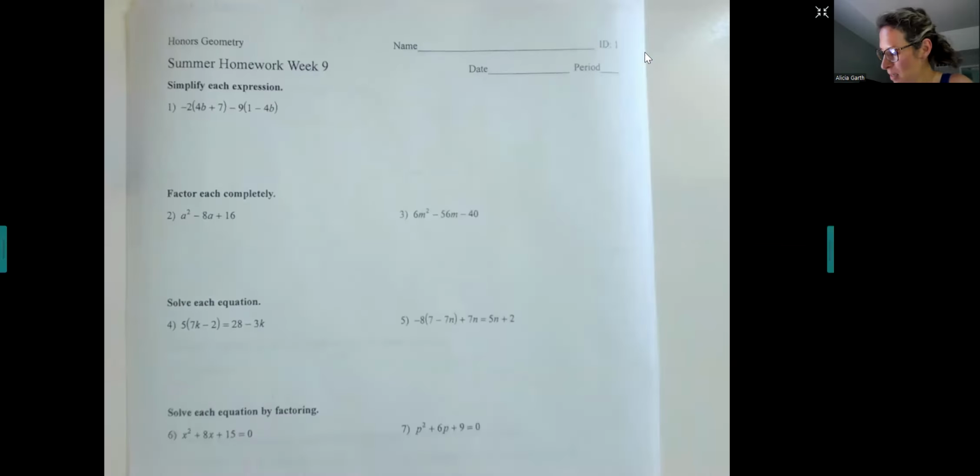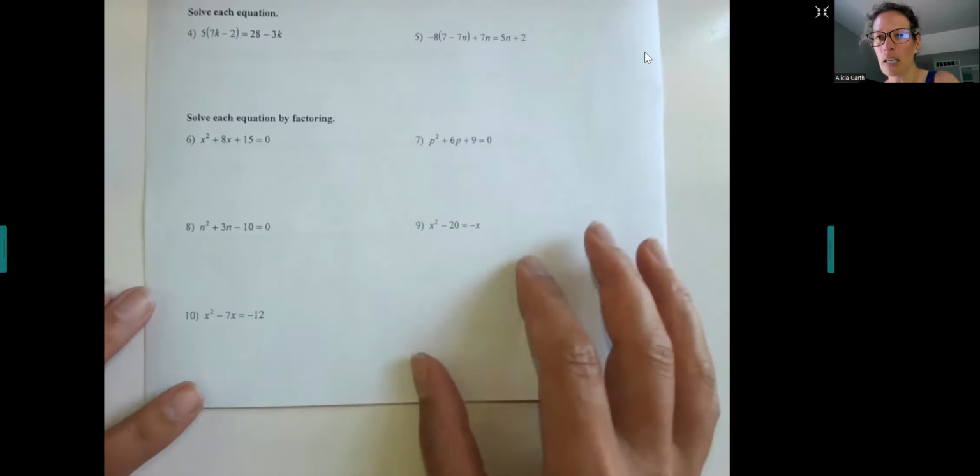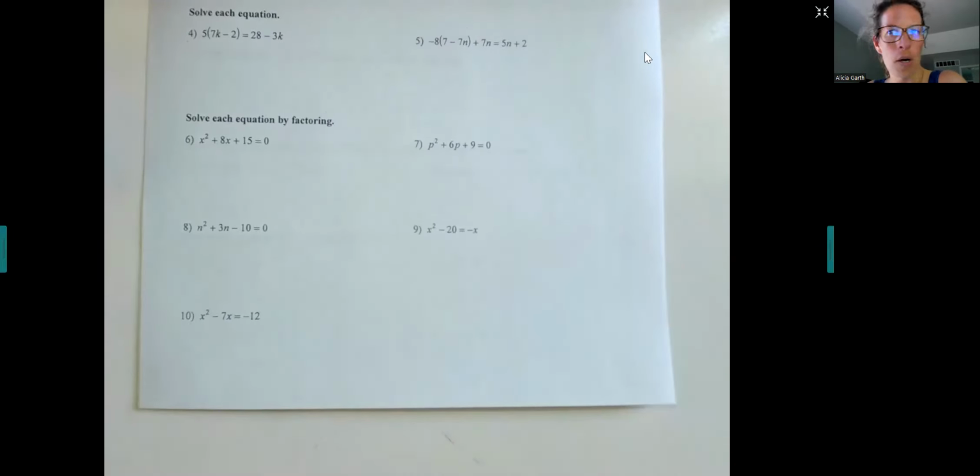Week 9, we are solving by factoring. So I've been adding factoring in. We did it week 4 of our summer homework, and I've been adding it in most weeks. And this week we are solving by factoring. And what that means is that we are going to set everything equal to 0. Whenever you have an x squared, x cubed, x to the 4th, it always has to be set equal to 0. Then you can factor to solve. So that's what we're doing.